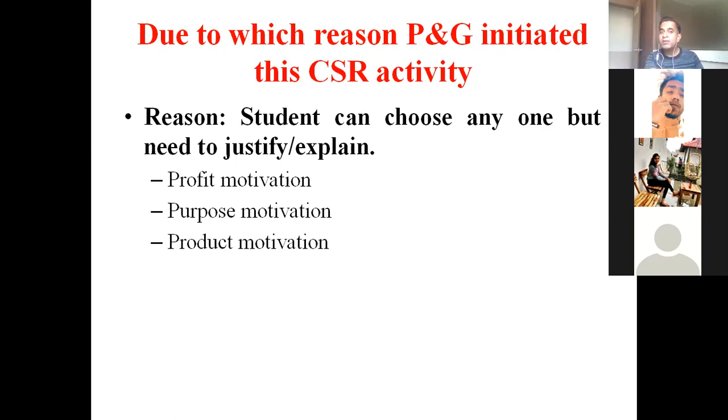So this way you can choose any one, but first you have to explain the meaning of the reason. If you choose product motivation, you have to explain what is the meaning of product motivation. Then you justify how or why you say that P&G has initiated this CSR activity due to product motivation. If you don't explain, then 0 marks. That judgment is up to you. You will understand only if you have read the caselet. What is the meaning of profit motivation, purpose motivation, product motivation? I explained in brief the meaning of product motivation.